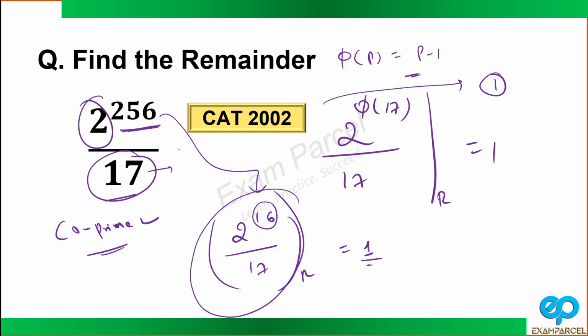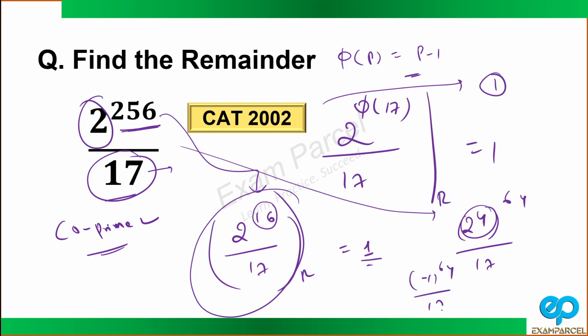So what you can do is raise it to 2 raised power 4, that would be 16, and you can use the negative remainder concept. So 2 raised power 4 raised power 64 upon 17. So this is 16, so this will be minus 1 raised power 64 upon 17. Now minus 1 raised to an even power is going to give me plus 1. So 1 upon 17, remainder will be 1. So this way also you can get your answer as 1.